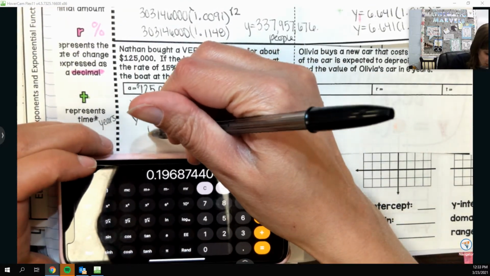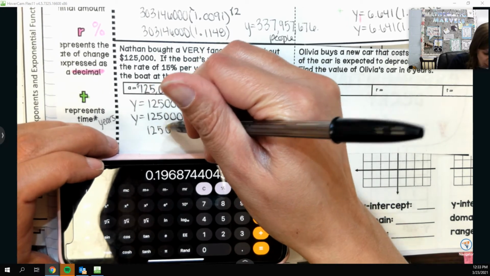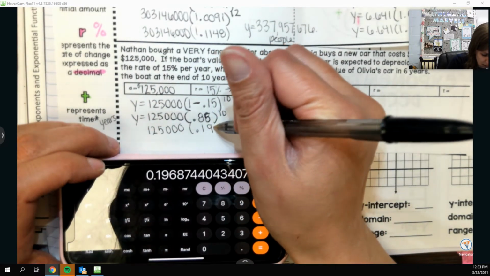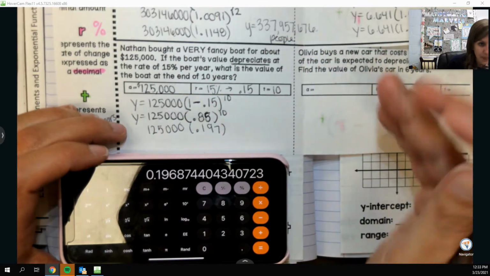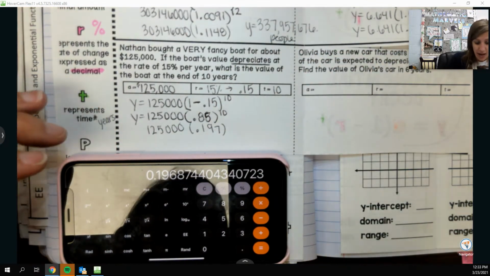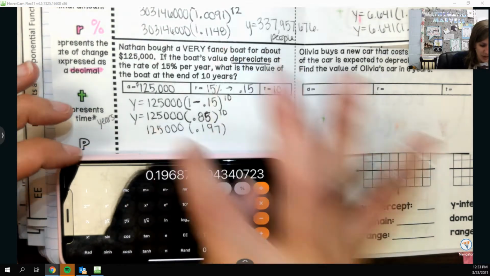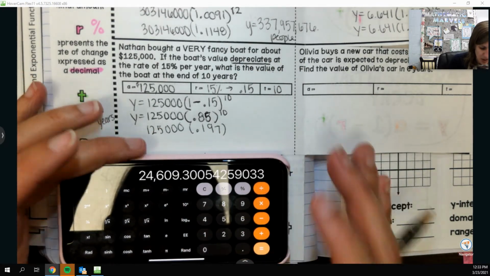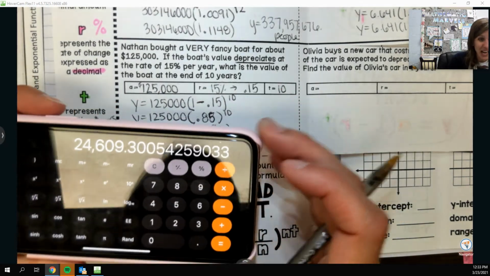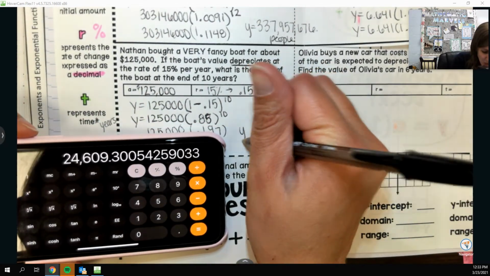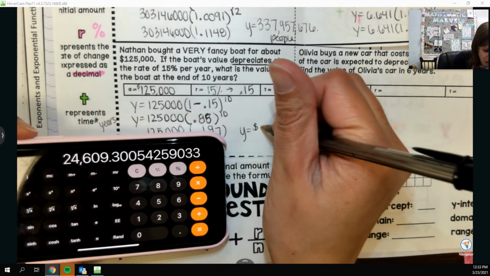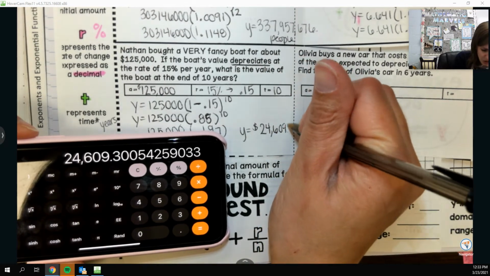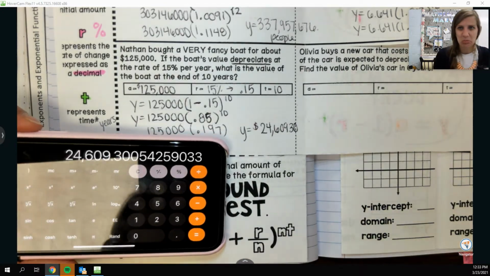0.85 to the 10th power is going to get smaller because we are depreciating in value. So 0.197 basically. But again, to not round, I'm just going to leave this all here, and then we're going to multiply it by the 125,000. So after 10 years, that boat is now only worth $24,609.30. Womp womp.